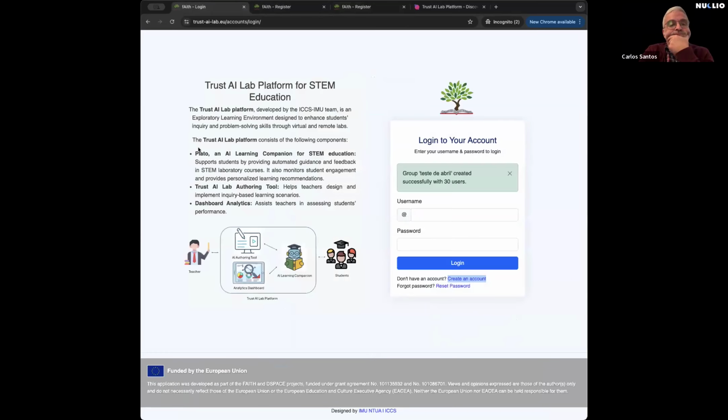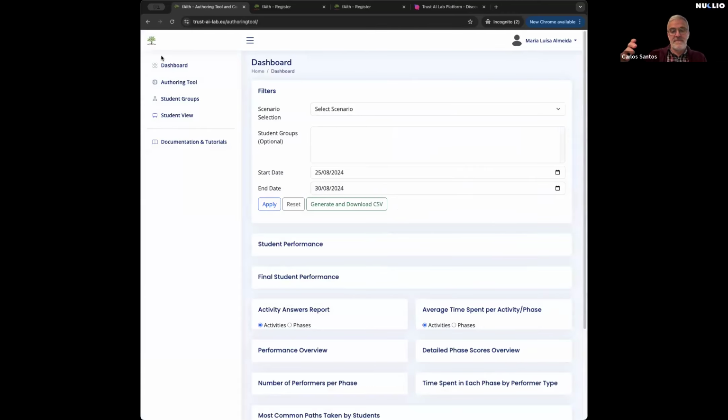Now, when you already have an account, you come here and use your username. For instance, with my other email, my username is just Luisa. It's because it was created by the people from the platform, so it's not my email. But if you chose your email as username, that's what should be written over there. I'm going to log in. And when you log in, you go immediately to the dashboard. The dashboard is where you can choose an implementation and see how it went for the students.